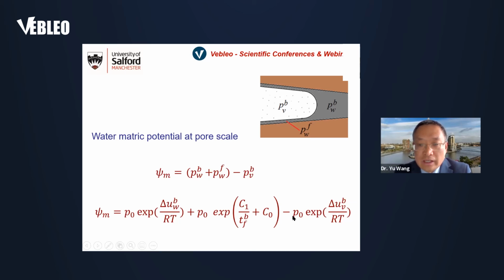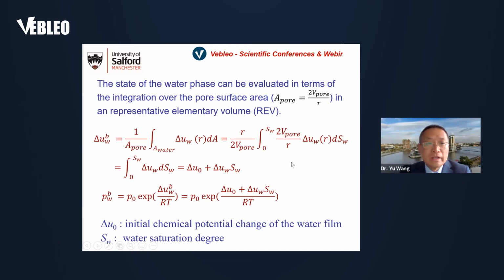And so far we haven't had, and also we say for the vapor phase or the water film phase, we can still use the T curve to represent it. With this kind of understanding, we say the state of the water phase can be evaluated in terms of the integration over the pore surface area, if we take a representative elementary volume of the porous material. So in terms of this treatment, we can quantify the ground potential of the water phase in terms of the pore size, or in terms of the water saturation.